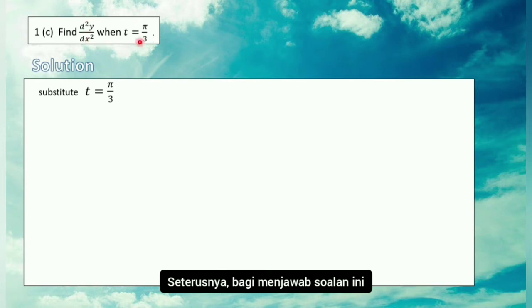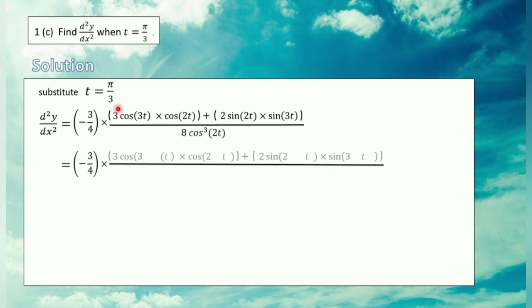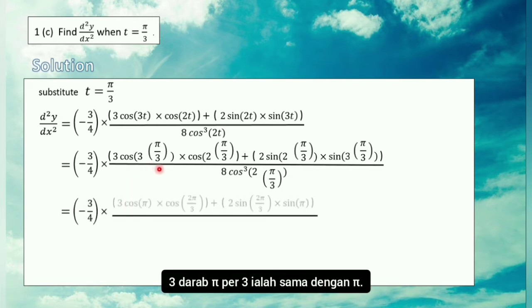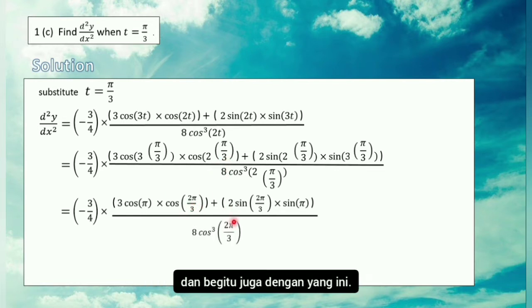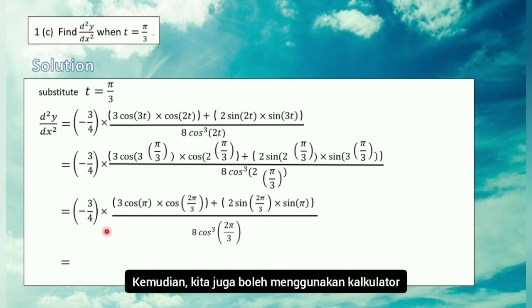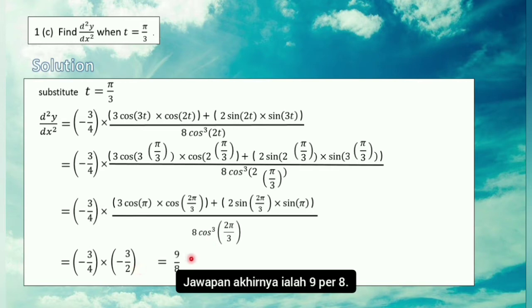Next, for this question, we need to substitute t equals pi over 3. Wherever there is t, we substitute pi over 3 for all of it. 3 times pi over 3 is equal to pi. 2 times pi over 3 is equal to 2 pi over 3, and the same goes here. Next, we can just use the calculator and we get negative 3 over 2. The final answer is 9 over 8.